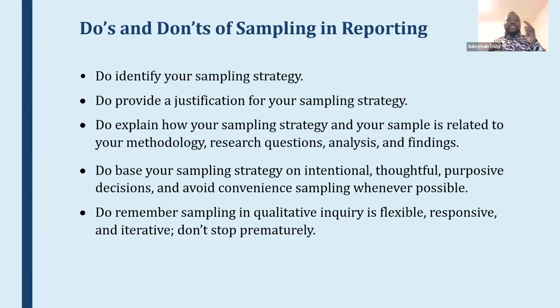Simple random sampling, systematic sampling, random sampling, and so on and so forth, right? So take note of that. Base your sampling strategy on intentional, purposive decisions, and avoid convenience sampling whenever possible. Convenience sampling is not the right type of sampling to get what you call internal validity. Convenient basically means you just do with whatever is available. So it's not scientific. So limit the use of convenience sampling.